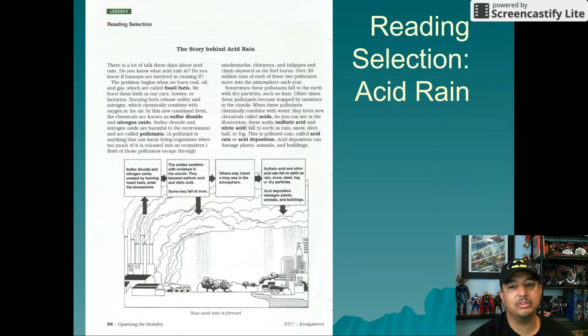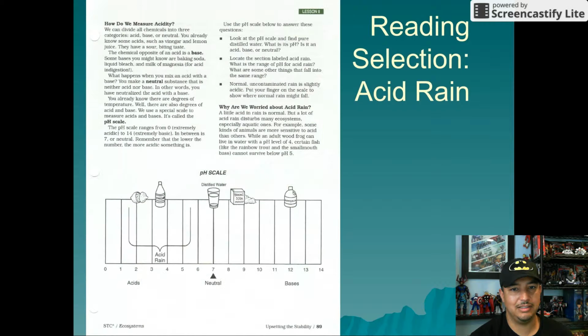Students are divided into groups, and each group reads 1 of 3 reading selections about one of the 3 pollutants. As I already mentioned, they also prepare a presentation and present the findings to the whole class during Lesson 9.